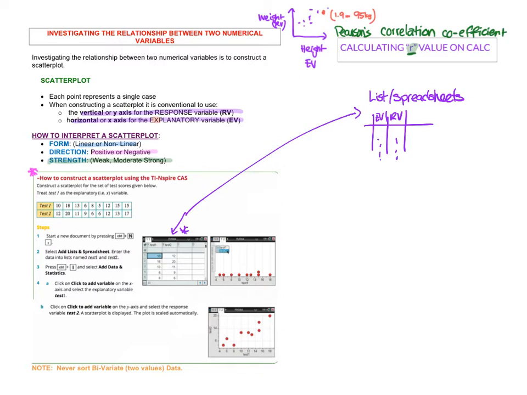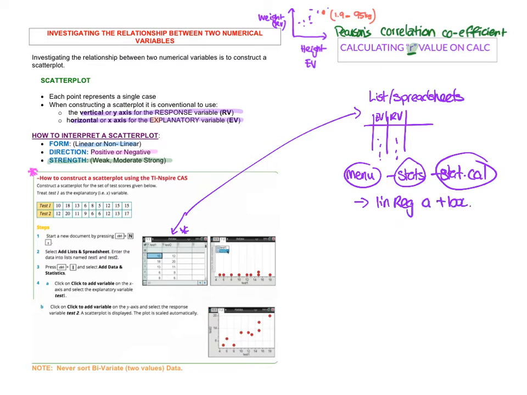And then the way we went and got the R value was we pressed menu, stats, stats calculations, and then we went to linear reg, and it was the A plus BX one, okay?